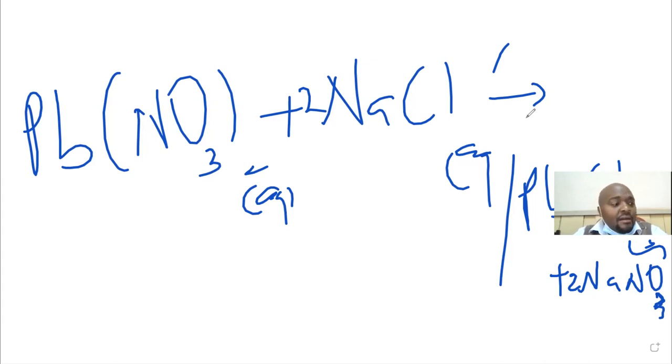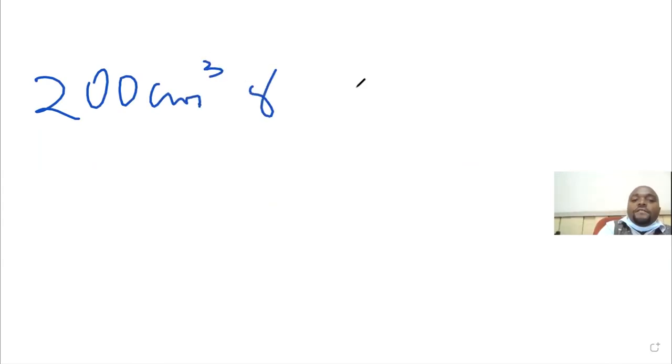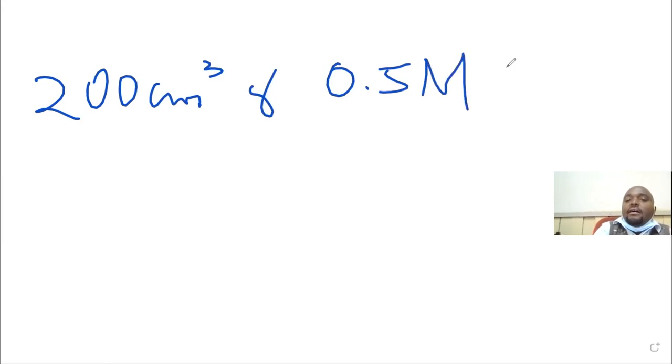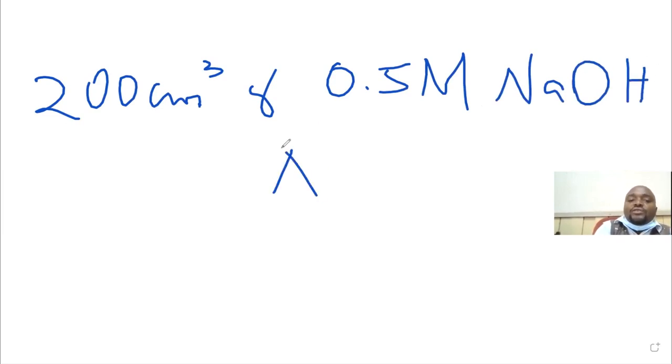And as you remember, I said where there is volume and molarity, involve the concept of mole ratio. For example, you are preparing sodium sulfate from a reaction of 200 centimeters cubed of 0.5 molar sodium hydroxide. And you want to prepare sodium sulfate.